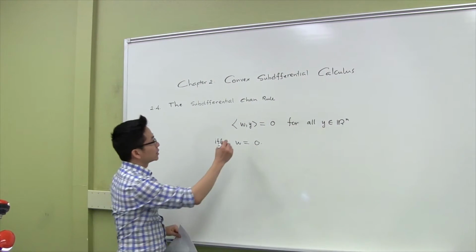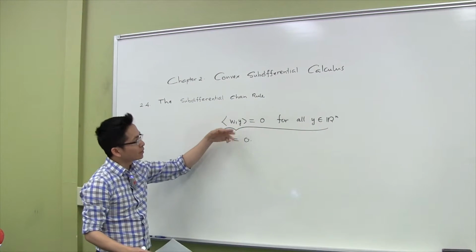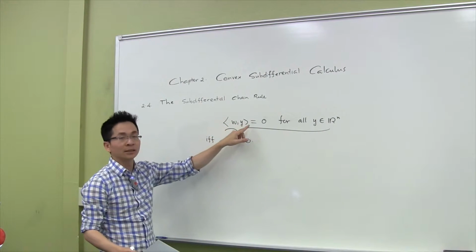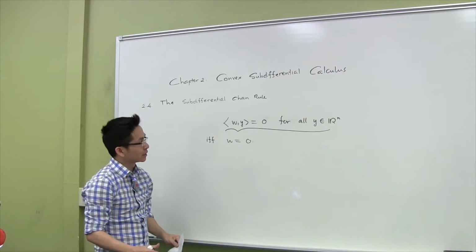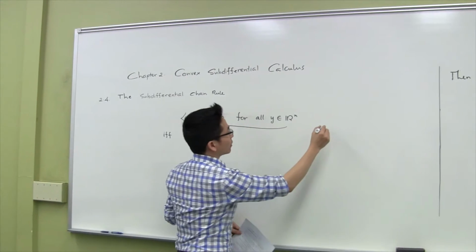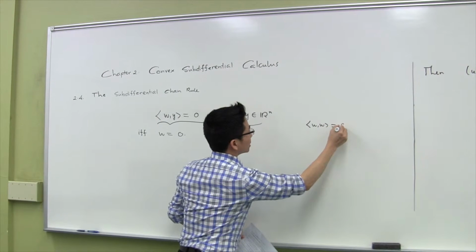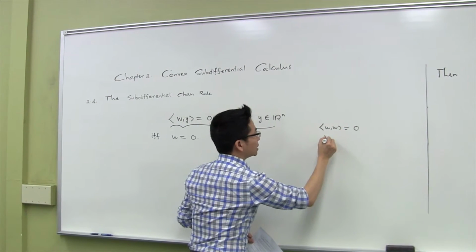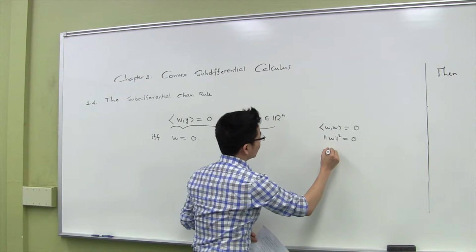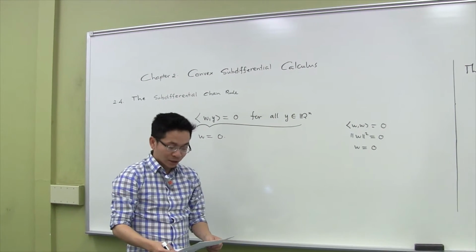Now, if this is true, then we can choose any Y in Rn and we have that the inner product of W and Y is equal to 0. So in particular, we can choose Y to be W. Then we have the following. The inner product of W and itself is equal to 0. This implies the norm of W square is equal to 0, and so W has to be 0. Okay?